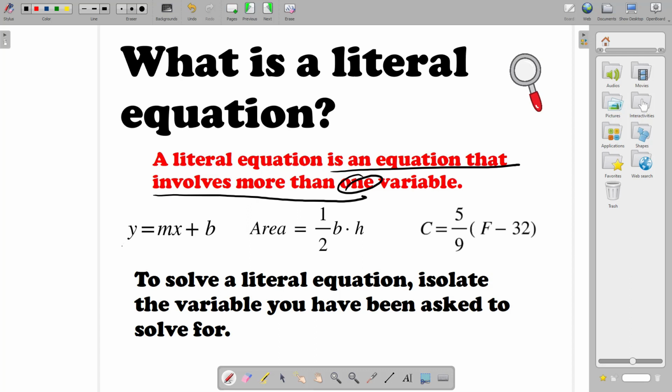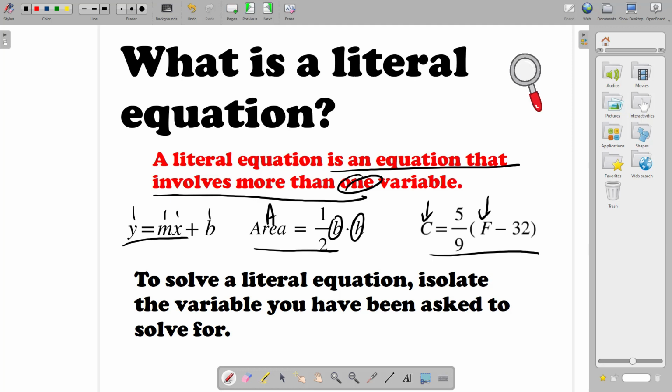So if you look at each of these three examples, you will see that there are, in this case, 4 variables. Here, area A is a variable, and we have B and H. And in this equation, we have C and F.